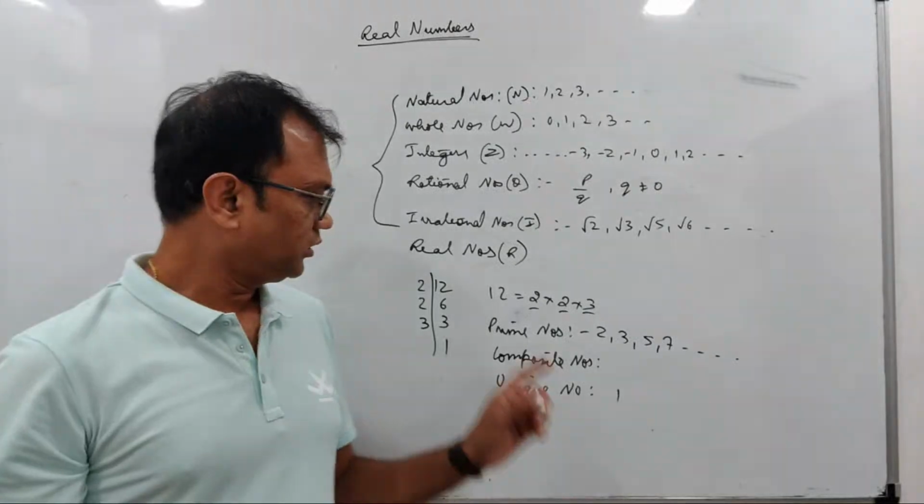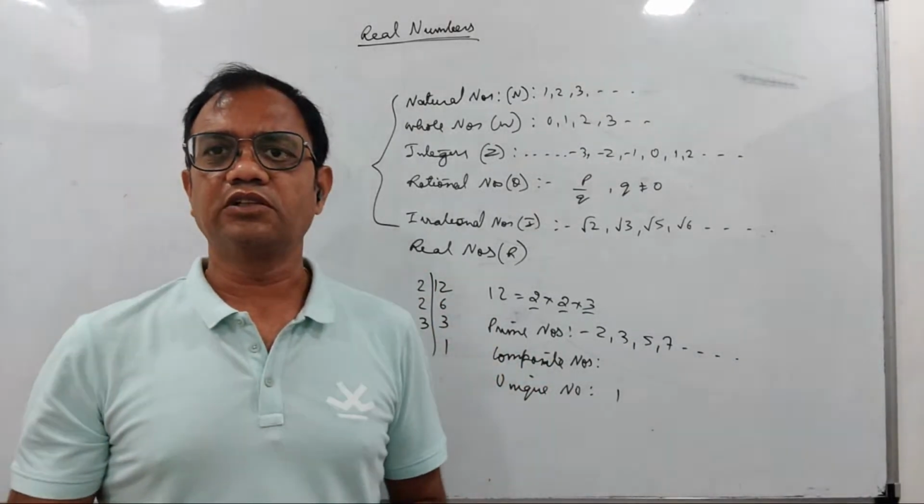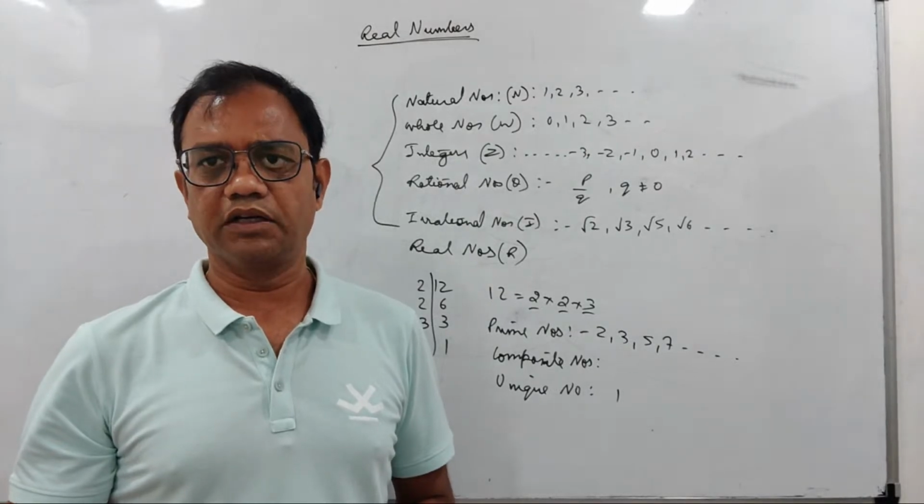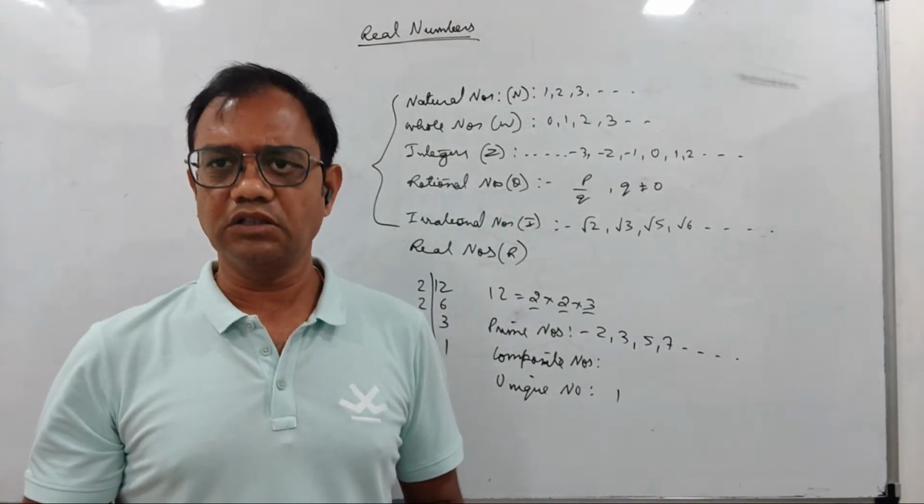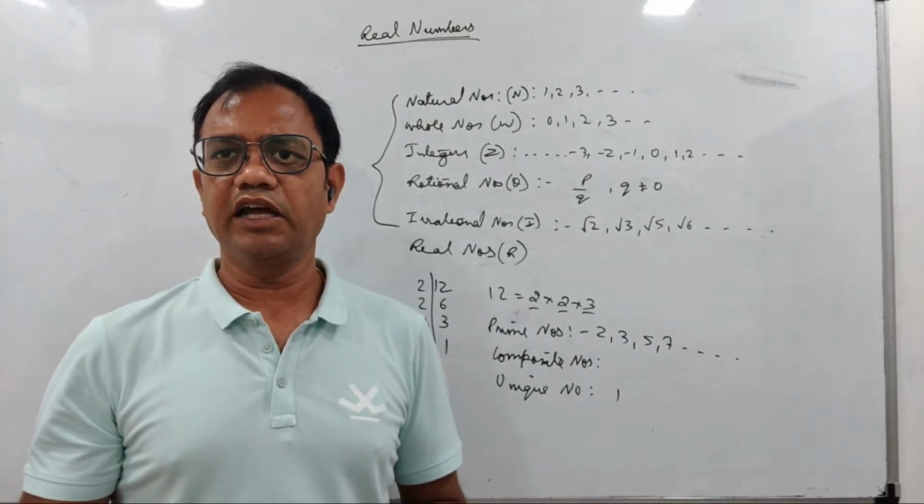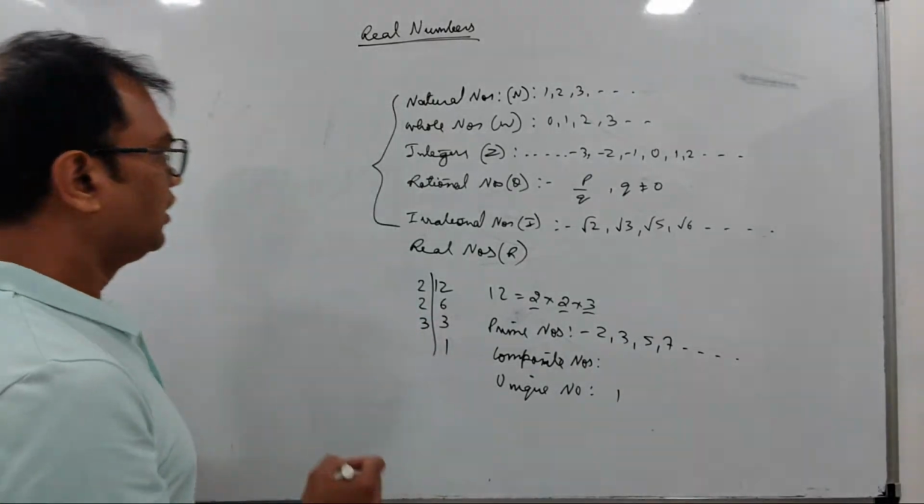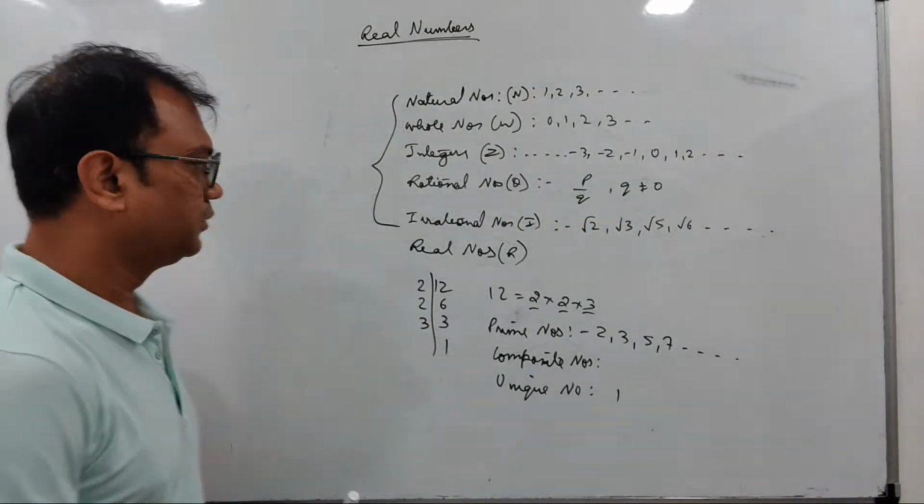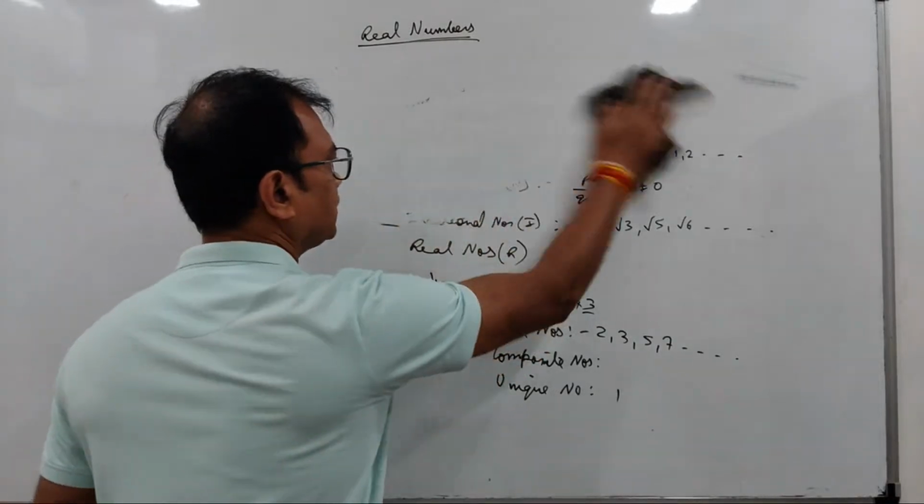So this is what we have learned: prime factorization. Actually, mathematically it is called the fundamental theorem of arithmetic. The fundamental theorem of arithmetic means any composite number can be written as a product of primes.